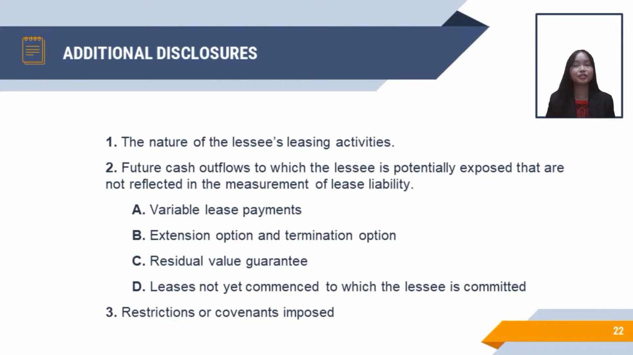Number 1. The nature of the lessee's leasing activities. Number 2. Future cash outflows to which the lessee is potentially exposed that are not reflected in the measurement of lease liability: variable lease payments, extension option and termination option, residual value guarantee, and leases not yet commenced to which the lessee is committed. And number 3, restrictions or covenants imposed.